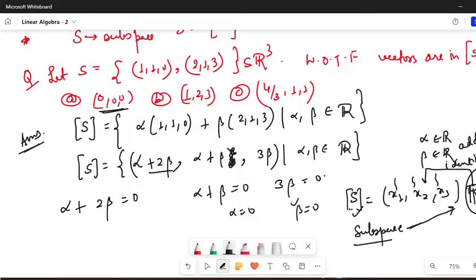So what is the linear span after all? It is alpha plus 2 beta, alpha plus beta, and 3 beta. Beta belongs to R, so 3 times beta belongs to R. Alpha plus beta belongs to R. Alpha plus 2 beta also belongs to R. So basically, this linear span is nothing but R cube only. And R cube, being a vector space, should contain the additive identity, and so it would contain (0, 0, 0). So option number 1 is indeed correct. We don't even need to check it.